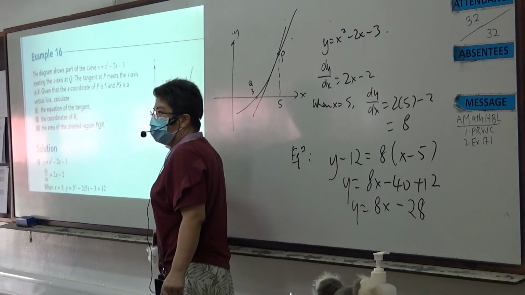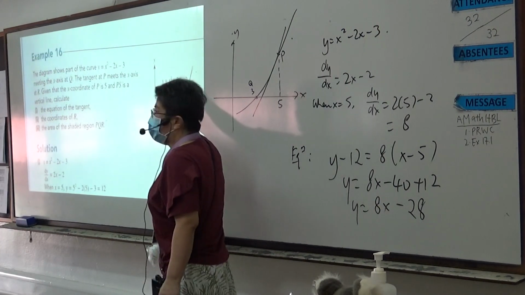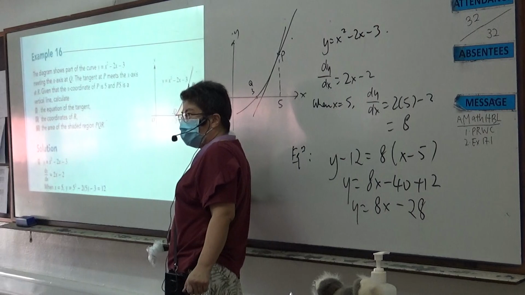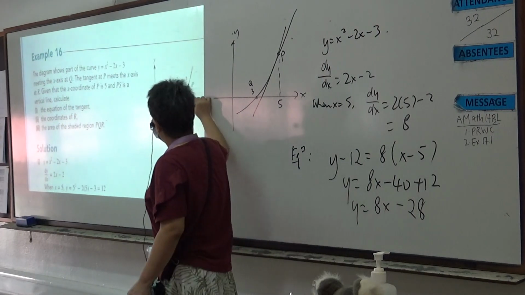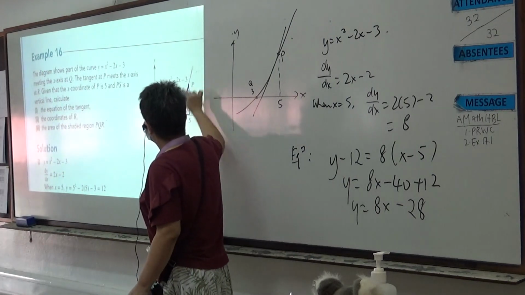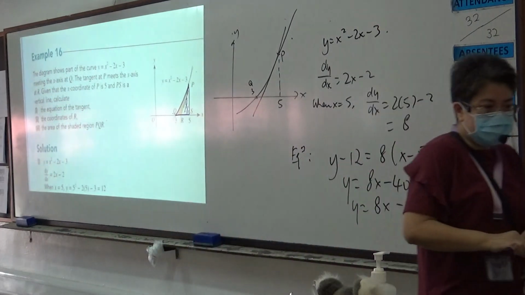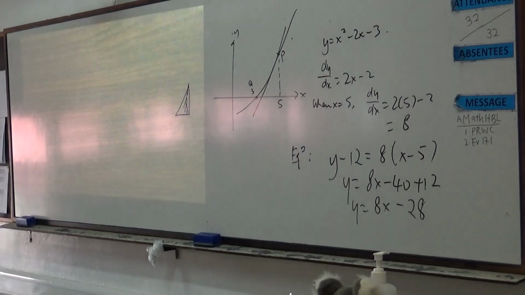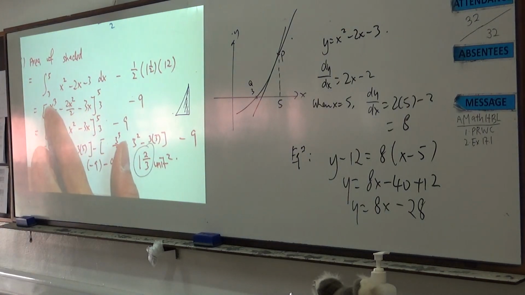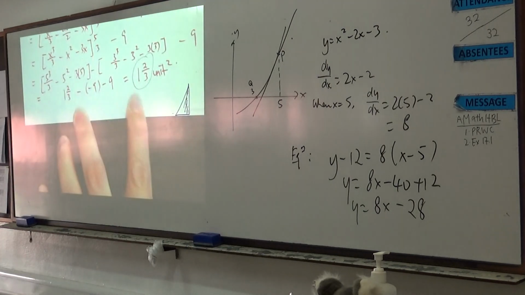That means integrate from what? 3 to what? 3 to 5, right? Integrate this guy. Then I minus off what? This triangle, right? Can you see what I'm talking about? If you want to minus off this triangle, you will get the base and the height. Or you can also integrate the equation of the tangent from 3 to 5. Understand? Now, what I did was this. I integrate 3 to 5, then I minus off the triangle. Can you see? Then I get this answer, 1/2.